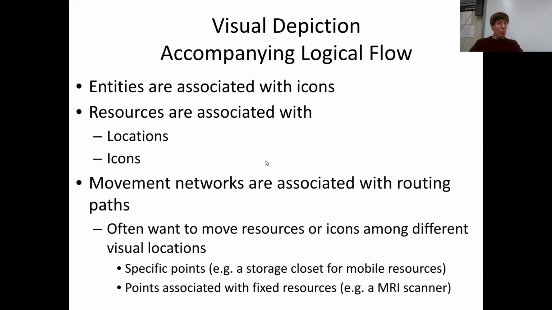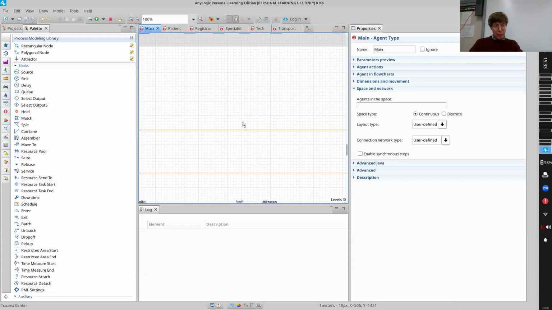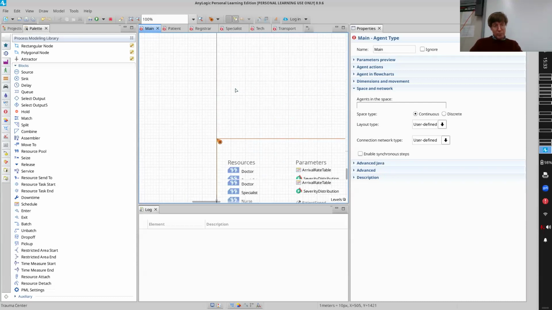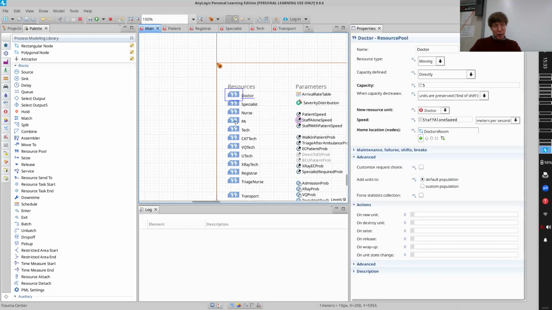Locations are assigned as the home location for certain areas. We saw that earlier. We saw that these pools, for example, of resources, doctors are associated with a home location of the doctor's room. The ultrasound technician is associated with the tech location. The CAT technician here has a home location of the tech location. The registrar is in the registration room. The triage nurse here is in the triage room, etc.